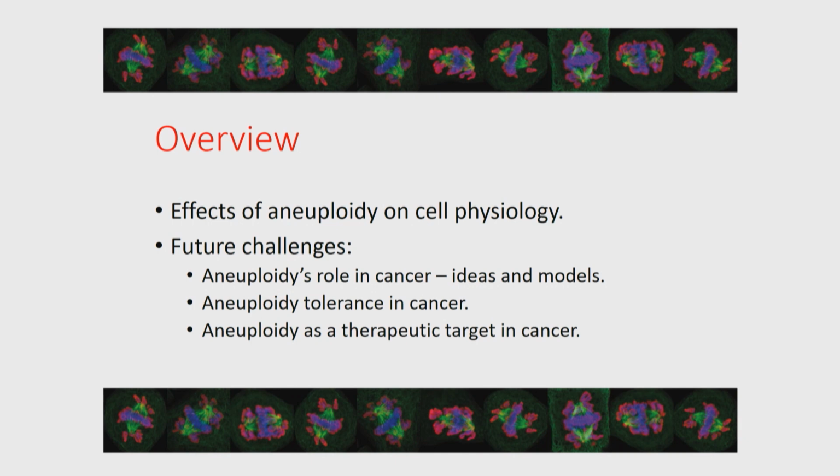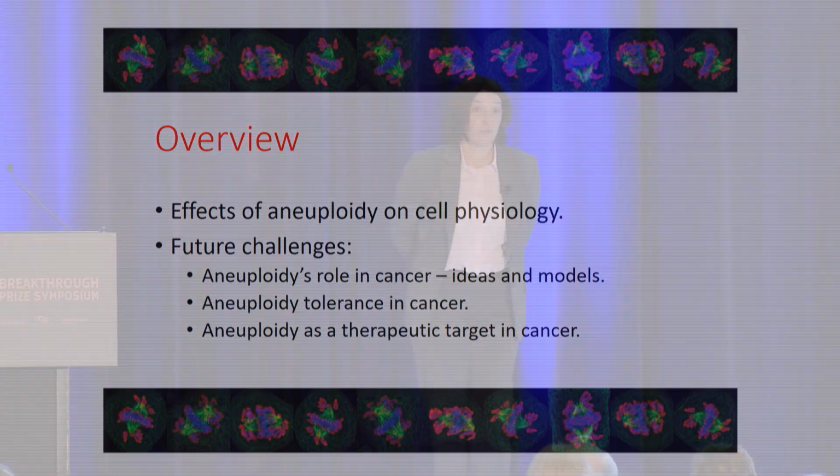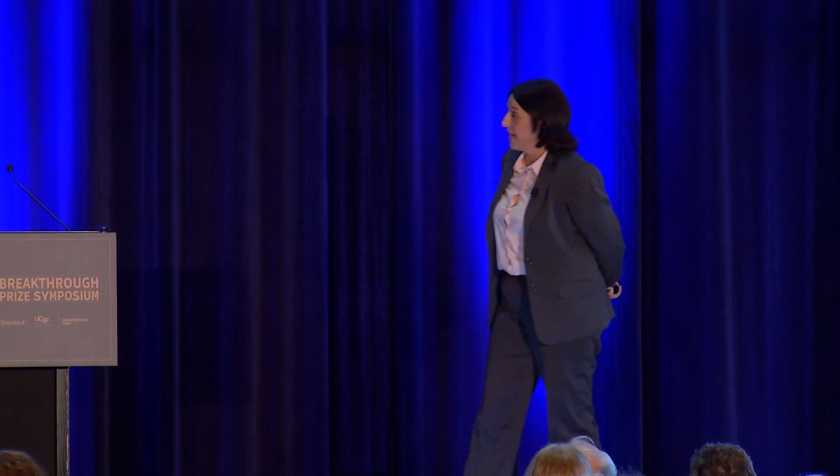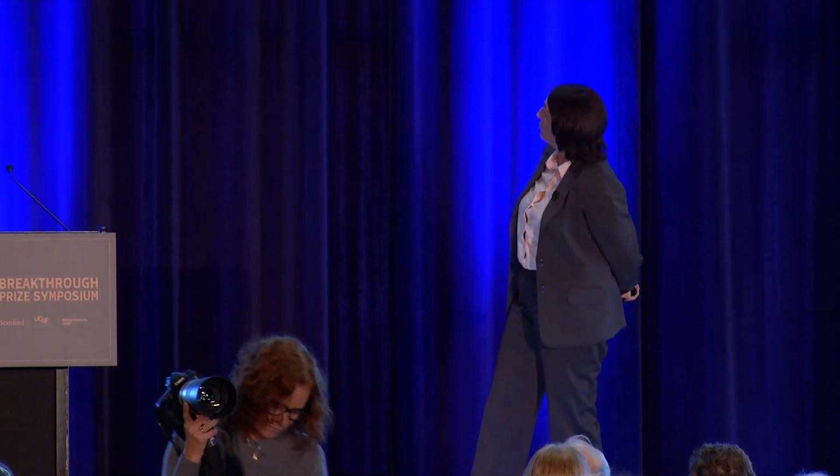I will first very briefly summarize for you our work that addresses how having the wrong chromosome number affects the physiology of normal cells. And then, as per request by the Breakthrough Prize team, I will spend most of my time talking about future challenges and what I perceive them to be.